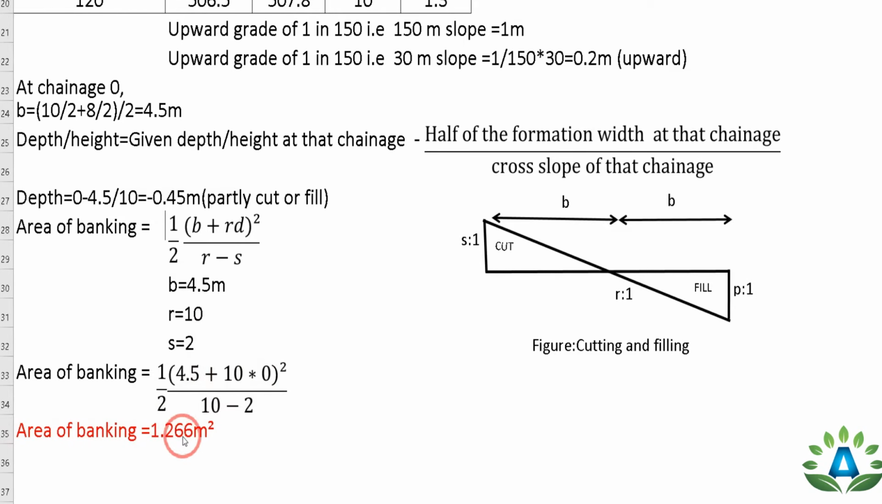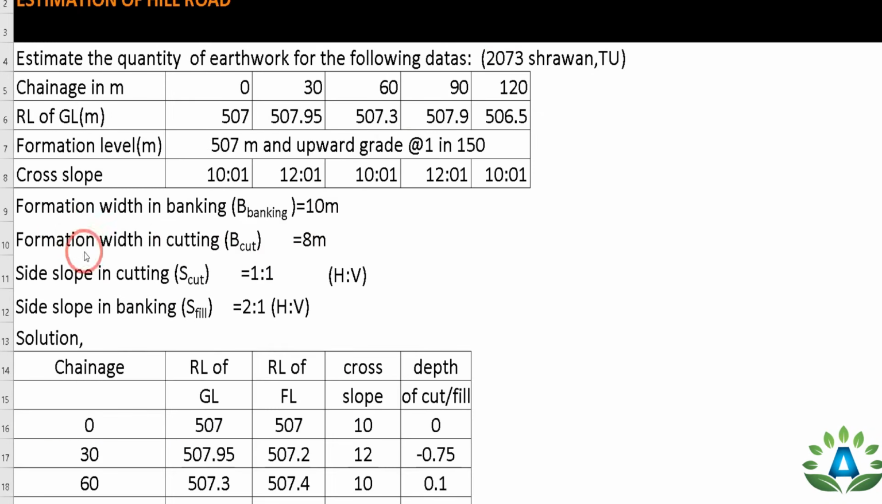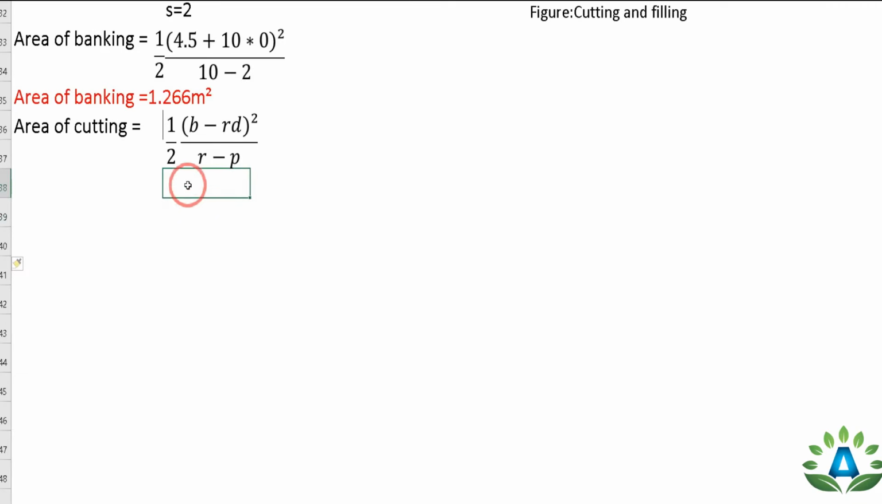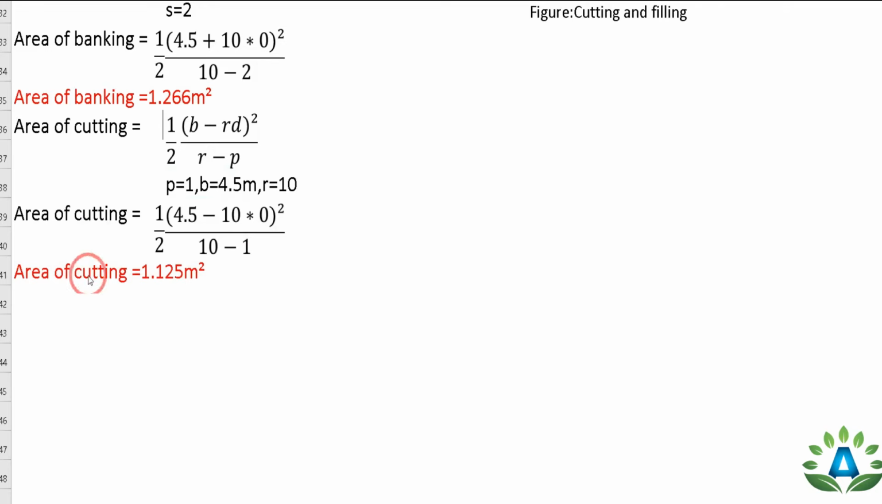Now we need to calculate the area of cutting. Instead of plus there will be minus, and instead of s we will use the side slope for cutting. So here we have the side slope for cutting, that is 1:1, so p equals 1. The value of b equals the same as above, that is 4.5 meter, and the value of r equals the cross slope at that chainage, that will be 10. So let's put the value. So here we will get the area of cutting as 1.125 meter square.